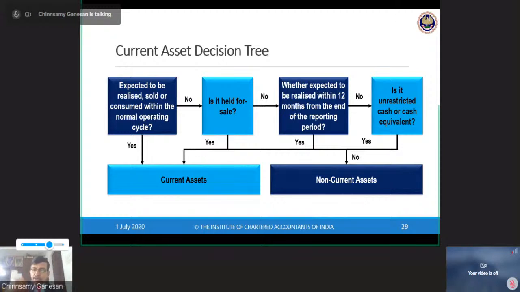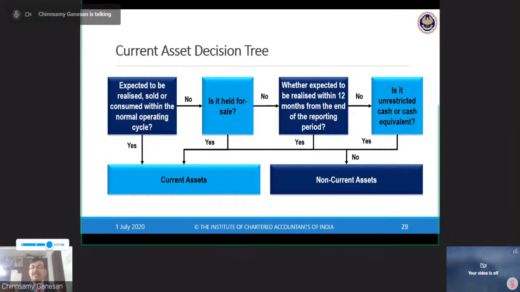But whereas I am going to use it in my normal manufacturing process. So it is also not held for sale. Whether it is expected to be realized within 12 months, I am not going to sell it. Machinery is going to be with me for the economic useful life of the asset. So the third condition is also not satisfied. Fourth condition, is it cash and cash equivalent? No. Accordingly, property, plant and equipment becomes a non-current asset. So anything you can put it.